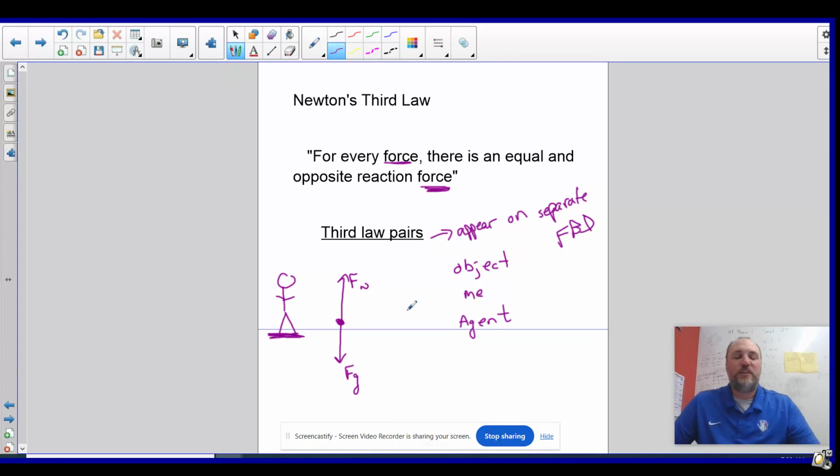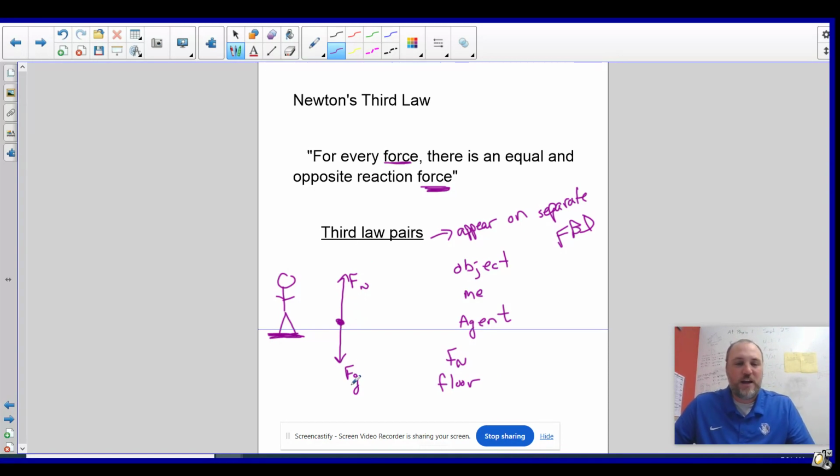So if we take a look at the normal force, for example, I'm experiencing the normal force because of what agent? What object is pushing on me? And that would be the floor. So the agent of the normal force is the floor. So what would the third law pair to that normal force be? Well, if the floor pushes up on me, it means that I am also pushing down on the floor. So the third law pair to that normal force is me pressing down on the floor.